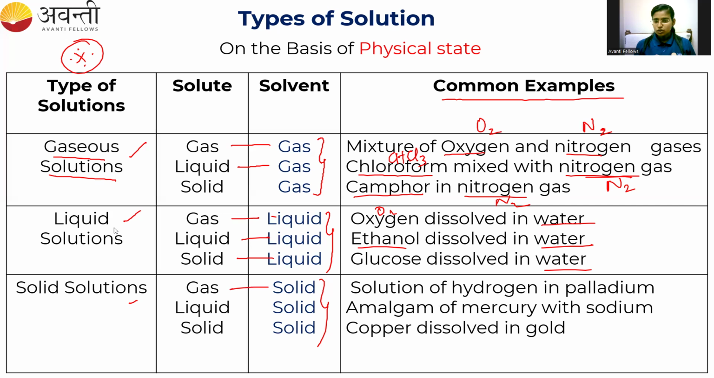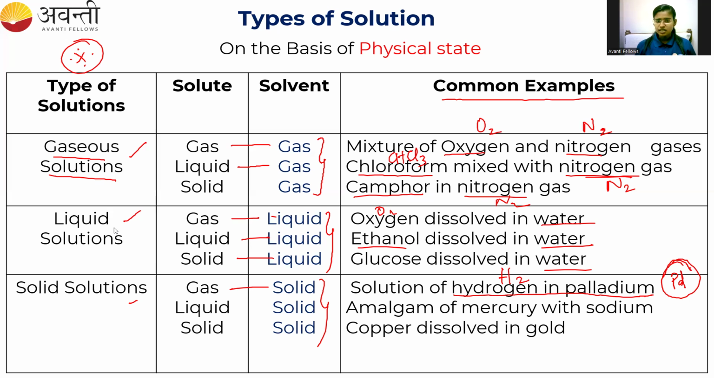So the example is solution of hydrogen in palladium. Hydrogen is a gas and it is getting absorbed in palladium. Palladium is a metal. Okay, it is a D block metal, and metals are actually solids. So on the surface of this palladium metal, this hydrogen will go and get absorbed and they form a solution. So this is an example for gas in solid solution.